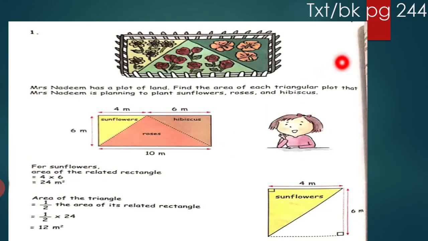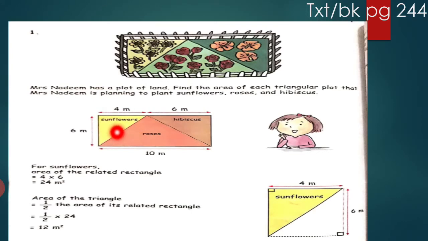Here is textbook page 244, students. Mrs. Nadeem has a plot of land. Find the area of each triangular plot. You have to find the area of each triangular plot, as there are three triangular plots. One is of sunflowers, the second one is for roses, and the third one is for hibiscus. Now you have to work out the area of the triangle for sunflowers.